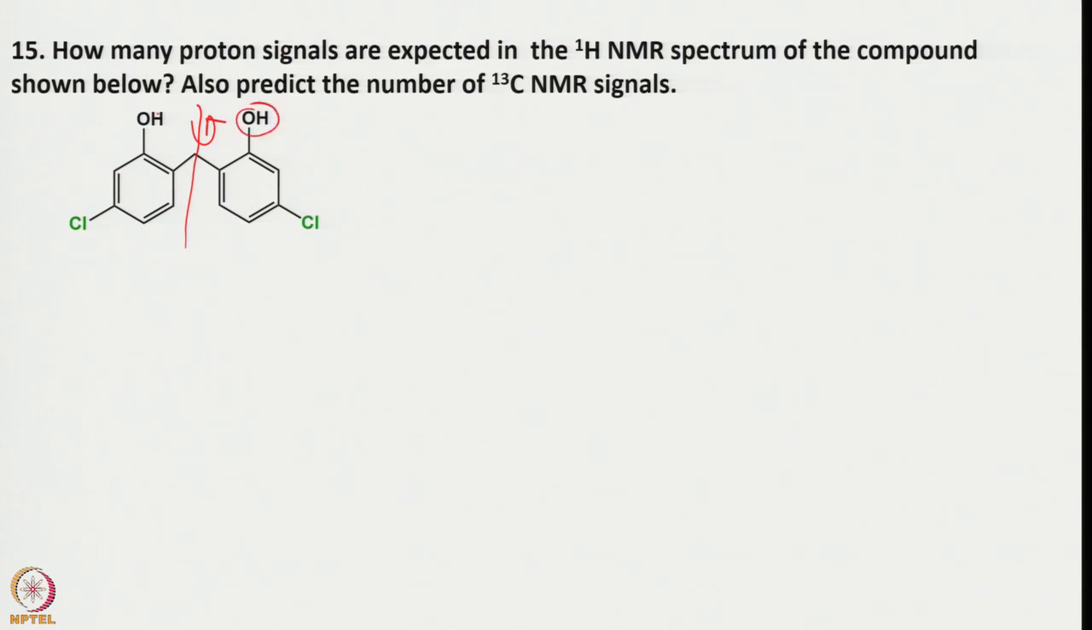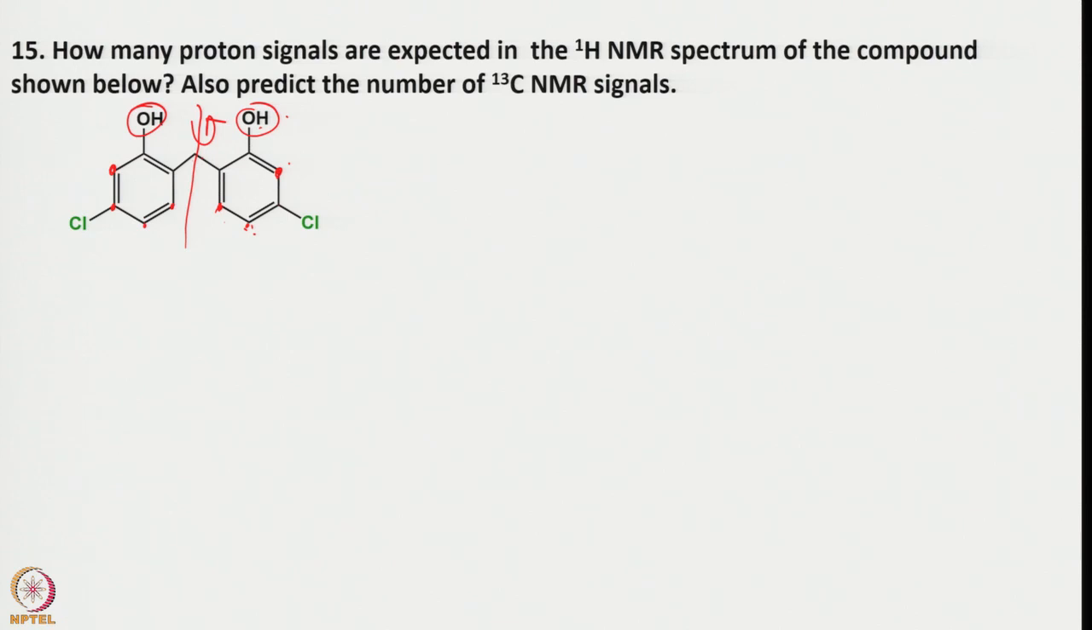And these two are identical. And this one is identical. This one, of course, has no hydrogen here. These two are identical, and these two are identical. That means basically 1, 2, 3, 4 signals are expected, plus this one, 1, 2, 3, 4, and 5 signals are expected for this molecule in its 1H NMR spectrum.